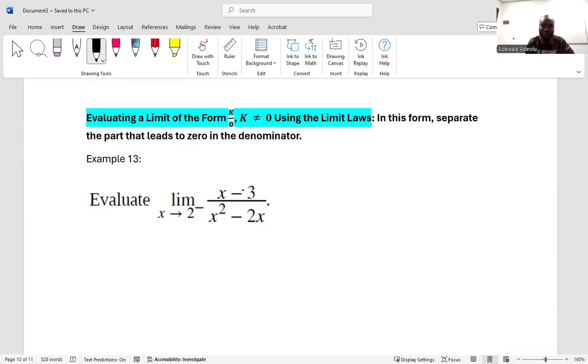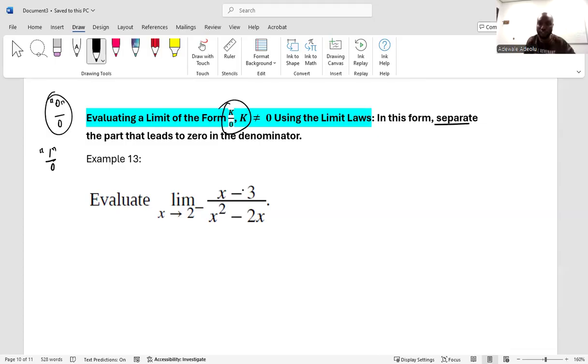Evaluating a limit of the form k over 0. The other time we had the 0/0 form, but what happens when we have k over 0? K is a number that is not 0. When we are dividing it by 0, again, remember, we cannot divide by 0. So how do we handle this form? It is different from the form we have dealt with. But when we have a number, let's say 1/0, how do we deal with it?